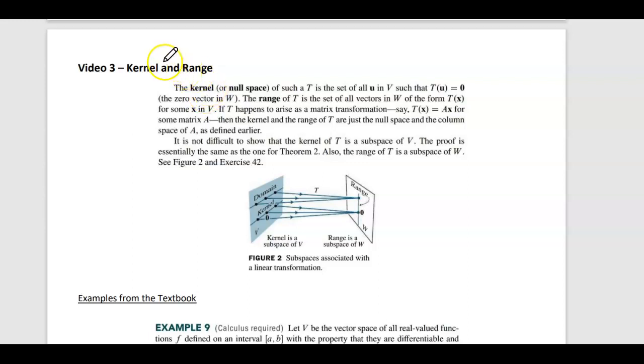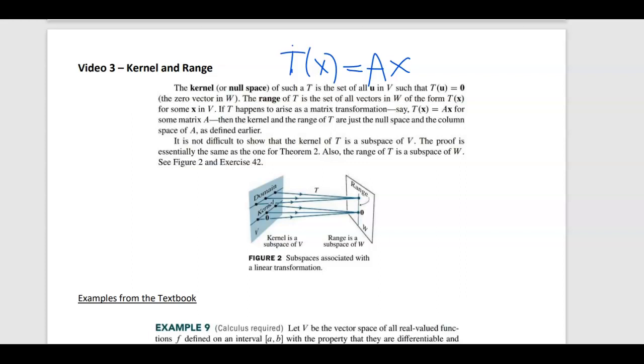Additionally, we need to talk about kernel and range just as vocabulary words. So the kernel is going to be the null space of a transformation. Remember back when we talked about transformations of vectors and matrices, that when we have something like T of x, then that's just Ax. And so the kernel of that transformation is the same thing as the null space of A.